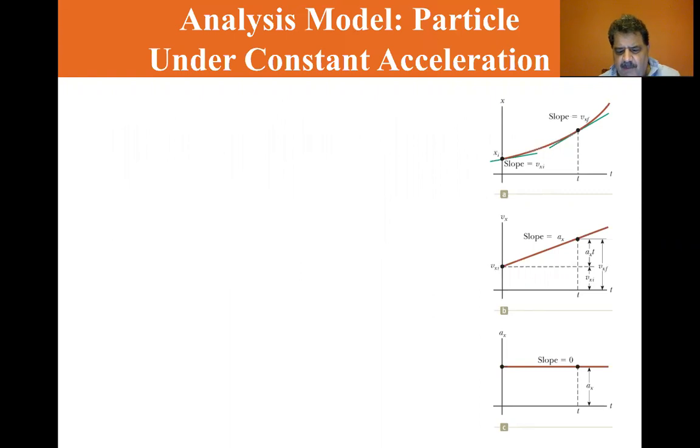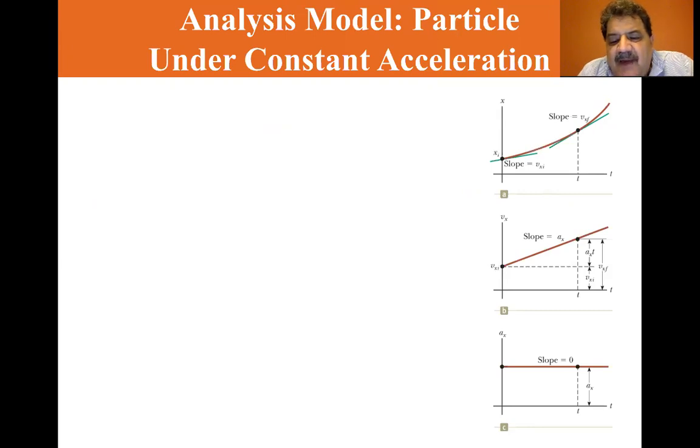If the acceleration of a particle varies in time, the motion can be complex and difficult to analyze. A simple type of one-dimensional motion is where the acceleration is constant. Average acceleration over any time interval numerically equals the instantaneous acceleration at any instant within the interval. Velocity changes at the same rate throughout the motion. The analysis model is the particle under constant acceleration.